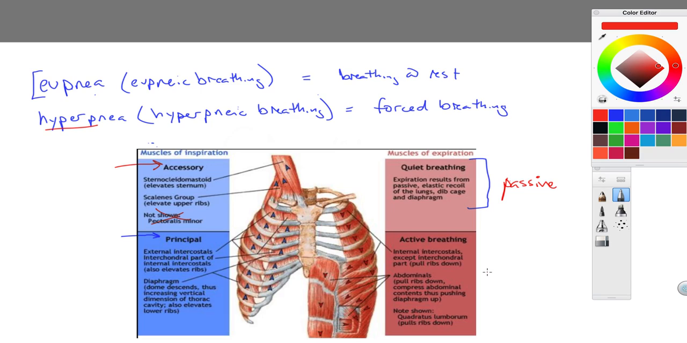All right. That is Boyle's Law, ventilation, atelectasis, specifically pneumothorax, and then the muscles of eupneic or normal breathing or restful breathing, and hyperpneic breathing, which is breathing that we do during exercise, known as forced breathing, or you could artificially do it when you hyperventilate.